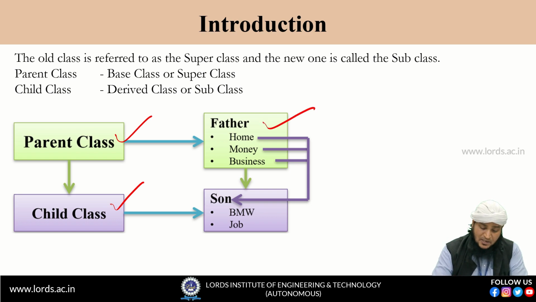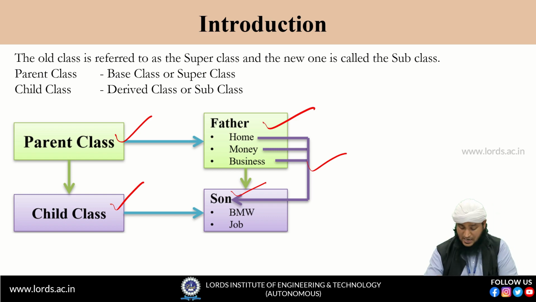I have taken an example: let's say the parent class name is Father and the child class name is Son. The parent class has a few properties, like a home, money and business, and the son separately has two things, BMW and job. But these three things, home, money and business, are all inherited by the son. This is the way we are going to use it. This is a real example which we can see.